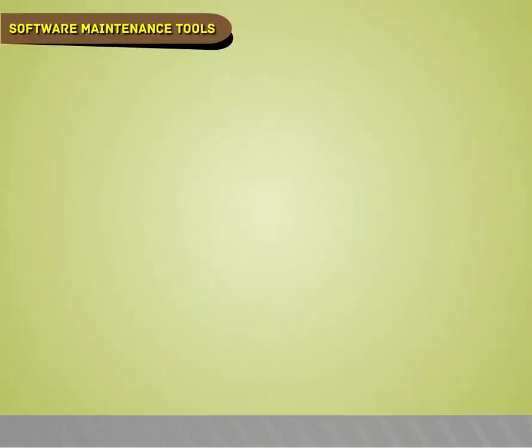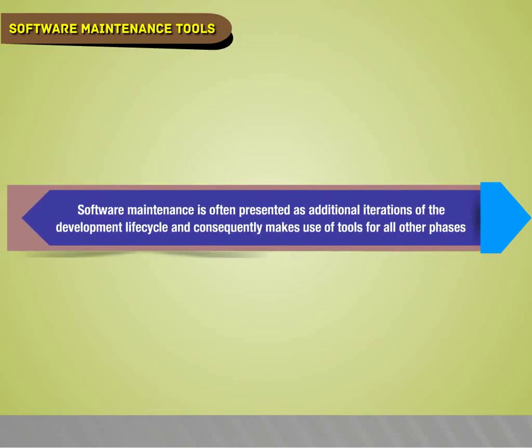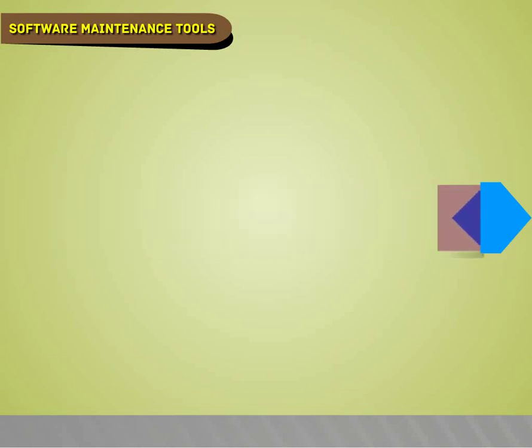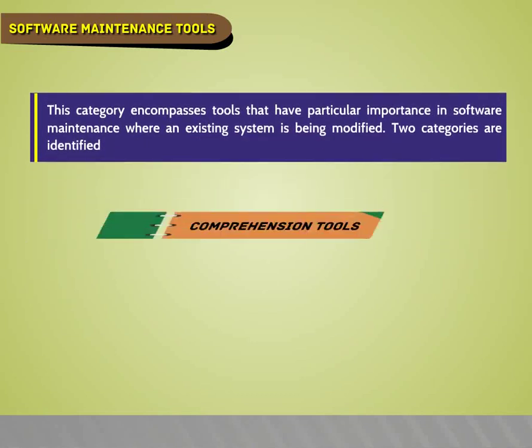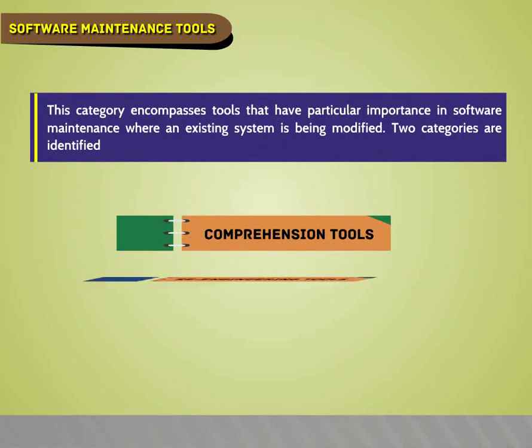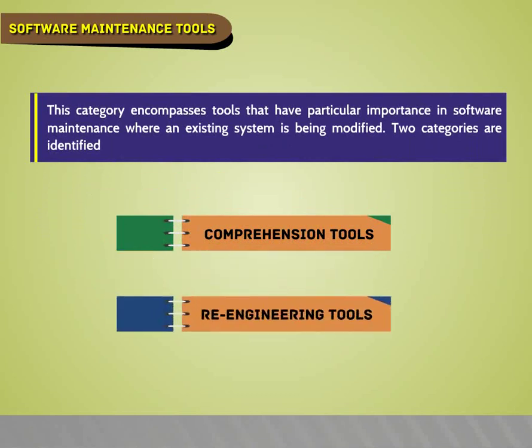Software maintenance tools. Software maintenance is often presented as additional iterations of the development lifecycle and consequently makes use of tools for all other phases. This category encompasses tools that have particular importance in software maintenance where an existing system is being modified. Two categories are identified: comprehension tools and re-engineering tools.